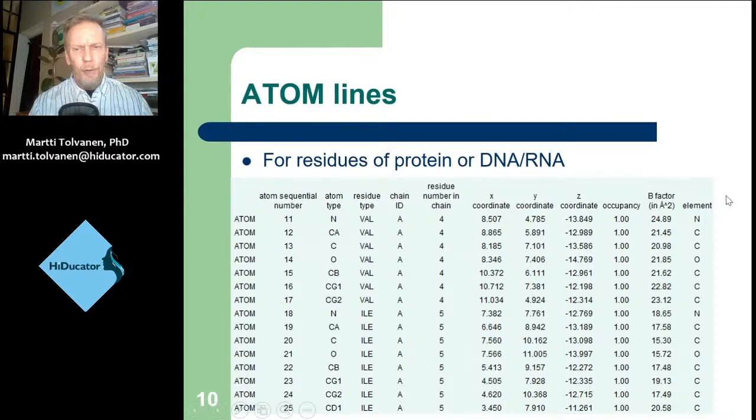These headings are not present in the file. I've just added them for teaching purposes. We have the positions, the coordinates, in which the coordinate system is in an angstrom scale. Then we have the residue number in the chain. We have residues 4 and 5, which are valine and isoleucine. And we have the atoms in each, the atom type. We have the main chain atoms: amino nitrogen, alpha carbon, carbonyl carbon, carbonyl oxygen. We have the side chain atoms: beta carbon, and the 2 gamma carbons after the branching point.